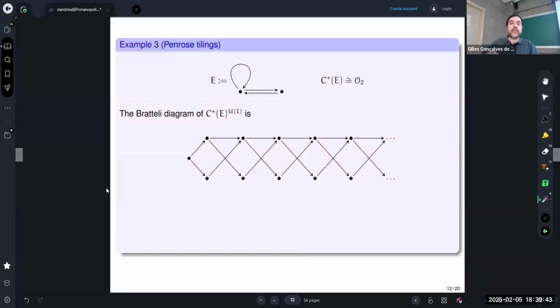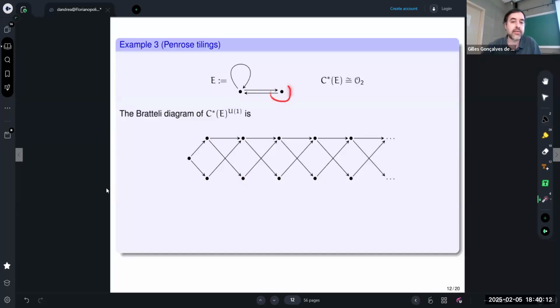Okay. So one more example. Take this graph here, and again, one loop and one cycle of length 2. You can prove, it's not completely obvious, but there is a nice geometric proof that this is the C*-algebra of the Cuntz algebra O_2. And the Bratteli diagram now is the one that you see below. You have again 2 rows of nodes. From the top node, which corresponds to the one on the left, you can stay on top or you can go on the bottom.